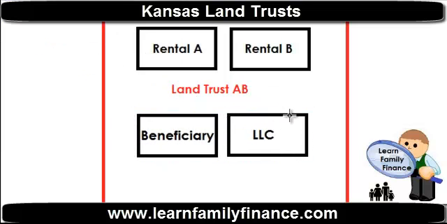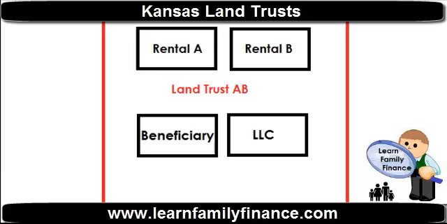So, an LLC can be taxed a number of different ways, right? A sole proprietorship, a partnership, an S corp, or a C corp, and they all have different tax returns. So what you could do is, for rental A and rental B, name the LLC as the beneficiary of this land trust and have it hold both.